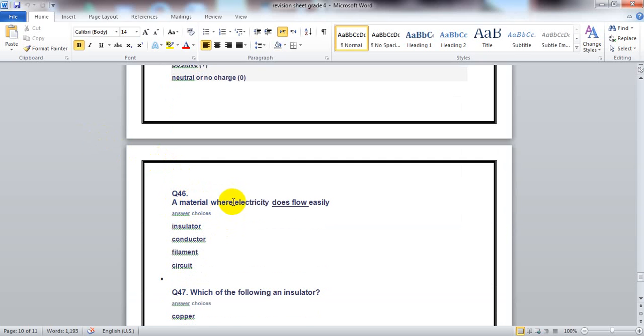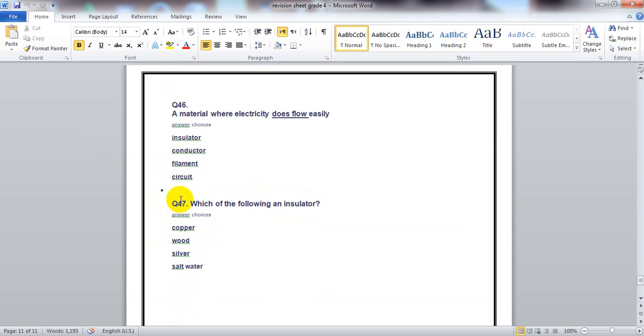Question number 46. A material where electricity does flow easily is called a conductor. 47. Which of the following is an insulator? Copper, wood, silver, salty water. Yes, of course, it's wood.